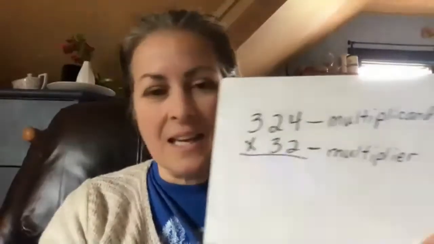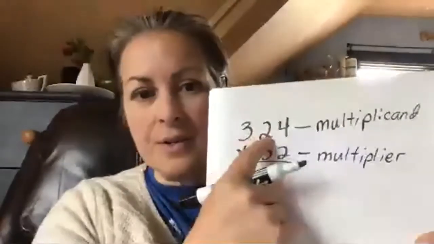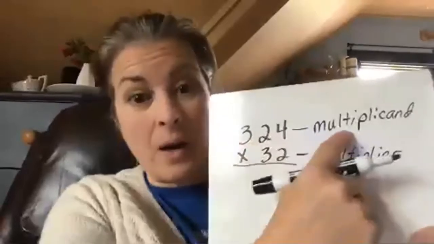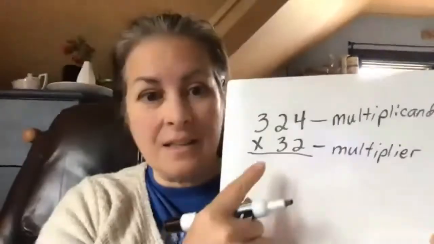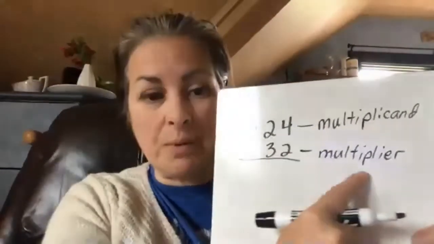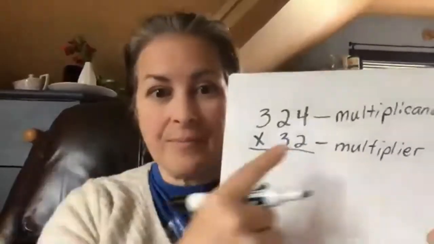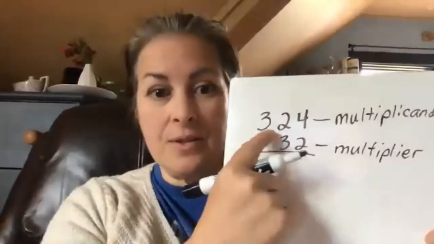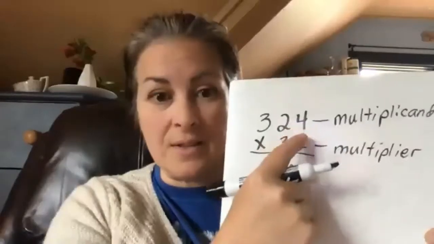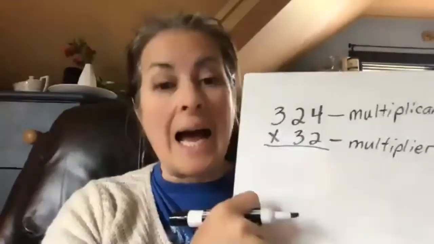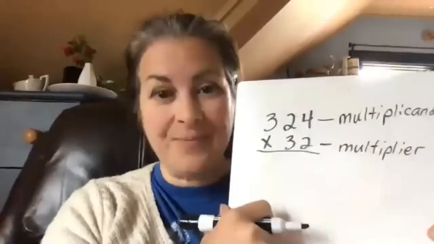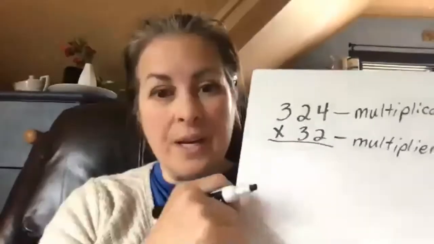Okay. So 324 is our multiplicand. 32 is our multiplier. So think about our checkerboard mat. We would have 3 beads, 2 beads, and 4 beads 32 times, right? Okay, so we're going to go ahead and do this.